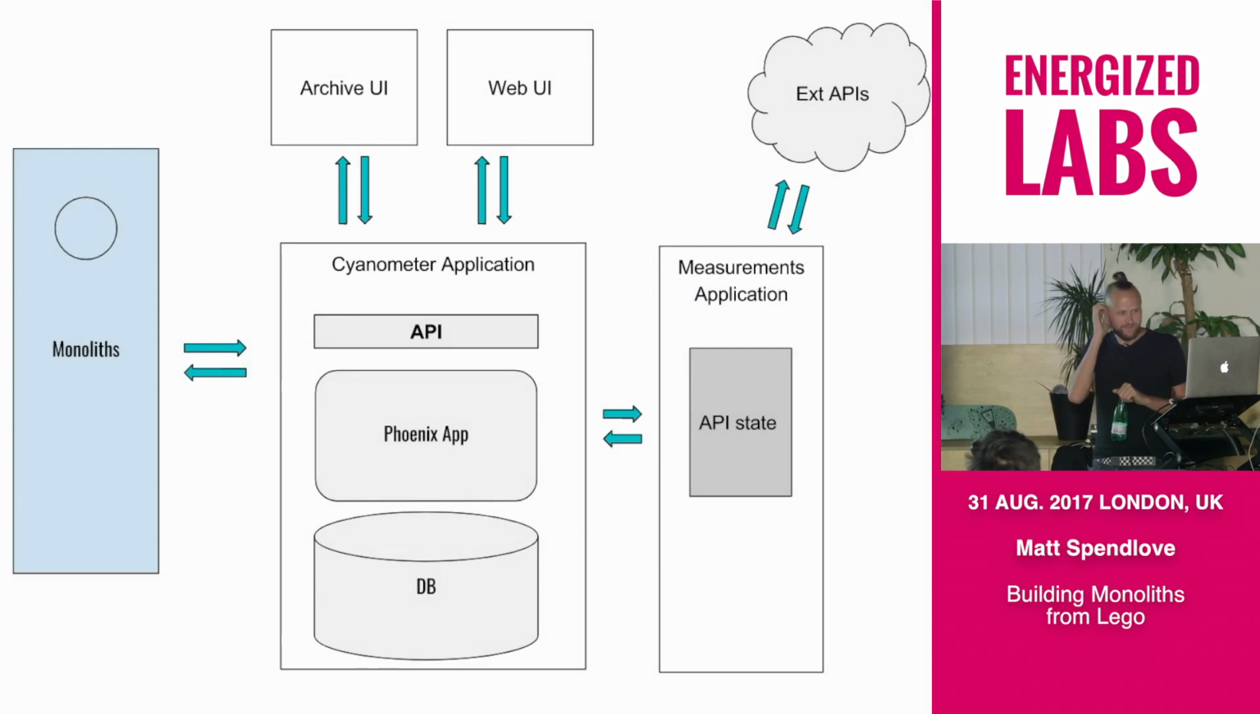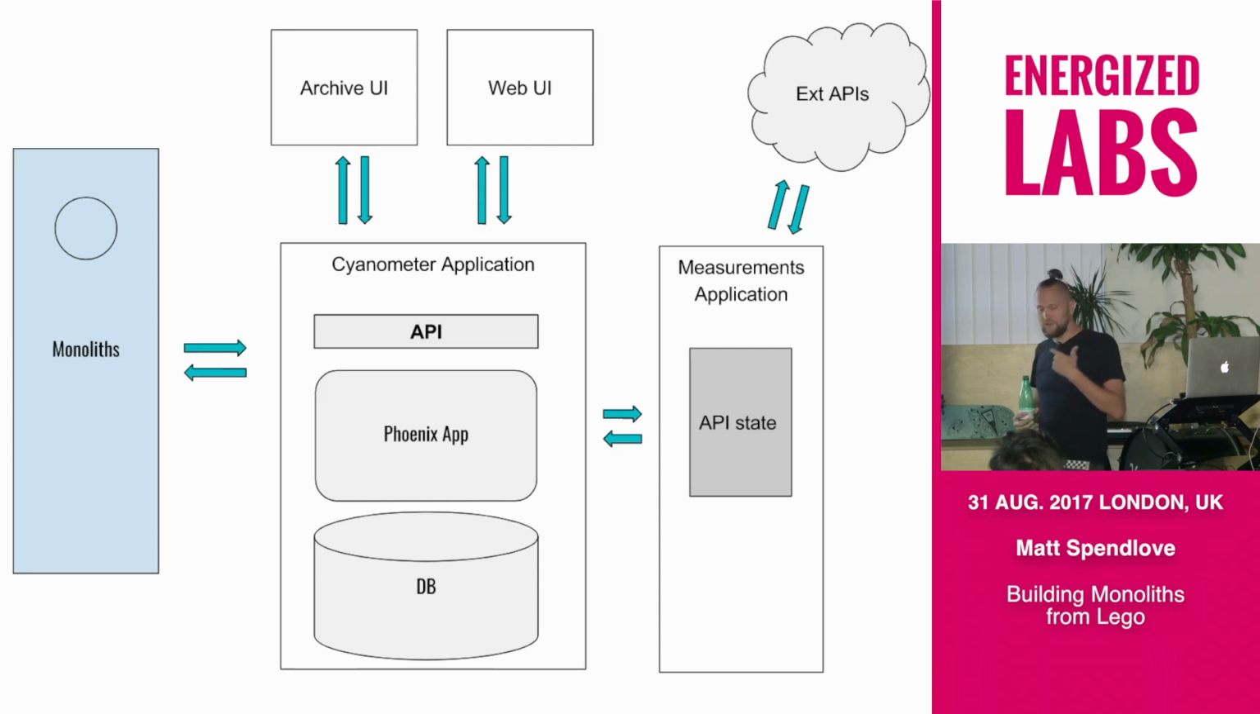All right, so yeah, the point of mentioning this really is to look at how it's been architected, right? So the monolith itself pumps the images and various other bits of information into the Cynometer application that I've created on the web. So it's got an API, usual kind of stuff. And then there's a web user interface and an archive user interface that deals and communicates with that.